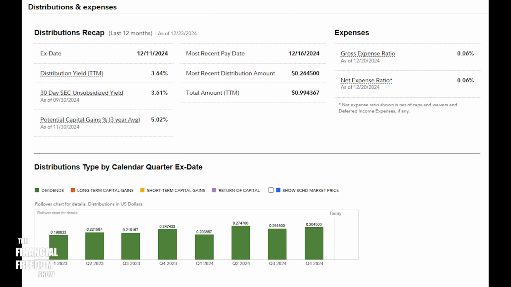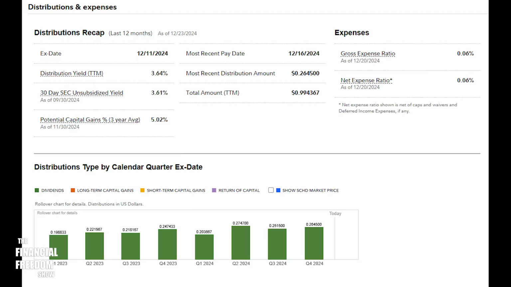It also has strong performance. SCHD has consistently outperformed many of its peers in the dividend ETF space. Its focus on quality companies with strong fundamentals contributes to its resilience during market downturns. It has good diversification. By holding approximately 100 companies across various sectors, SCHD offers diversification, reducing the risk associated with individual stock investments. And lastly, it's tax efficient. As an ETF, SCHD is generally more tax efficient compared to mutual funds, which can be advantageous for long-term investors.